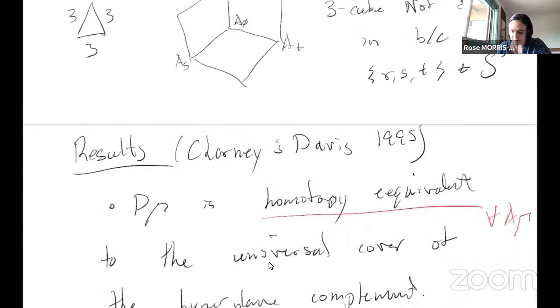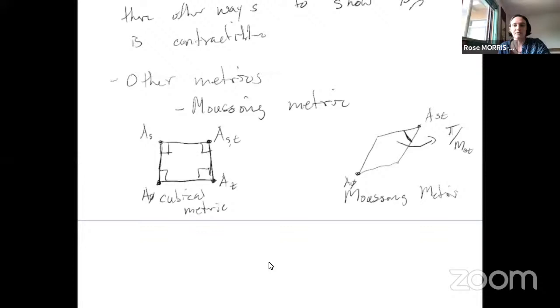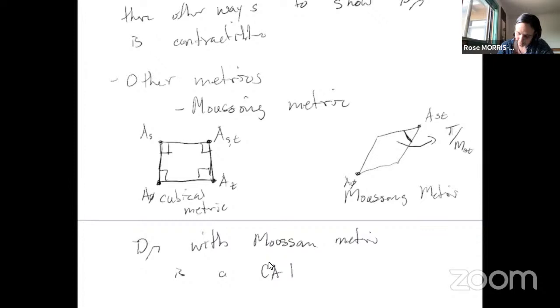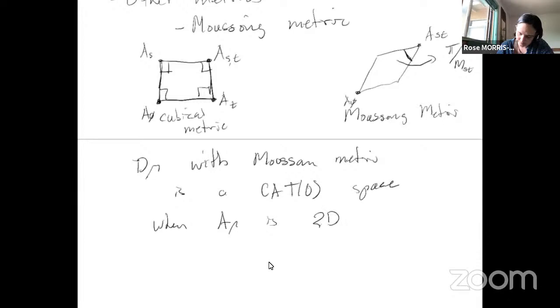And you lose some things, right? You lose all of the combinatorial stuff that you get from cubical complexes. When I do this, I don't have hyperplanes anymore. I don't have any of that stuff. But now I have that D gamma with the Moussong metric is a CAT(0) space. So it's not a CAT(0) cubical metric, but it's still a CAT(0) space, when A gamma is what's called a two-dimensional Artin group. With two-dimensional Artin groups, I'm basically requiring that the Deligne complex be a two-dimensional complex. That's where that comes from.